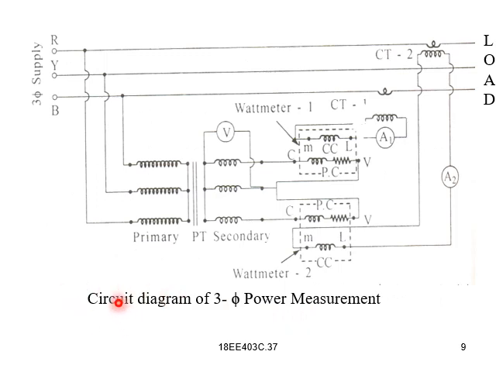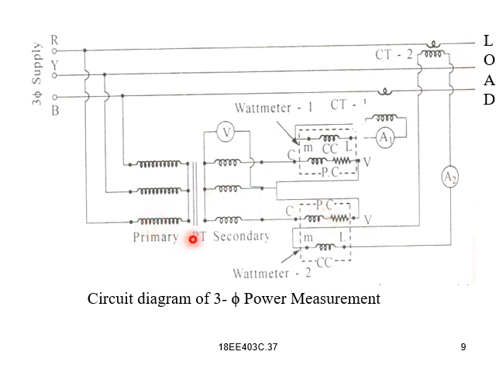In the previous case, we have seen the power measurement of a single phase supply, and here it is a three-phase. Previously it was single phase power measurement, and now it is a three-phase power measurement. So in three phase we have three connections R, Y and B, and here you require 1 PT, 2 CTs and 2 wattmeters.